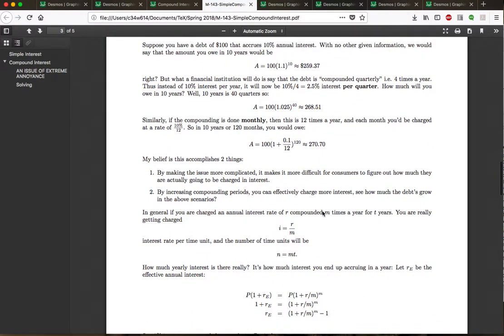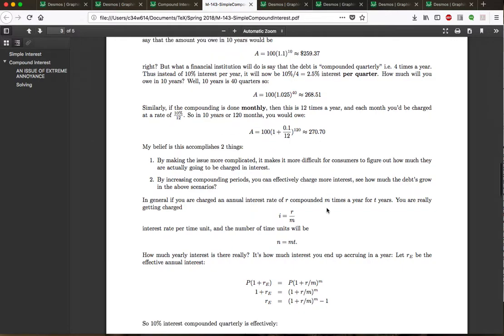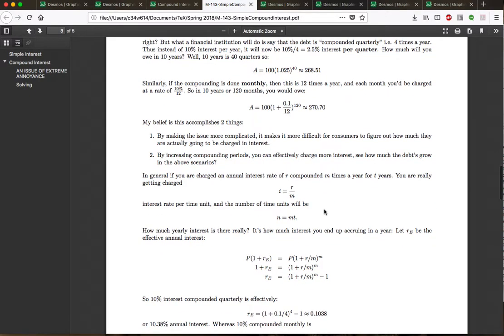And so what we see here is a tricky way for financial companies to actually charge more interest without saying so out loud. But there's all sorts of formulas to connect these things, and they're in this write-up, and they're also in the text.